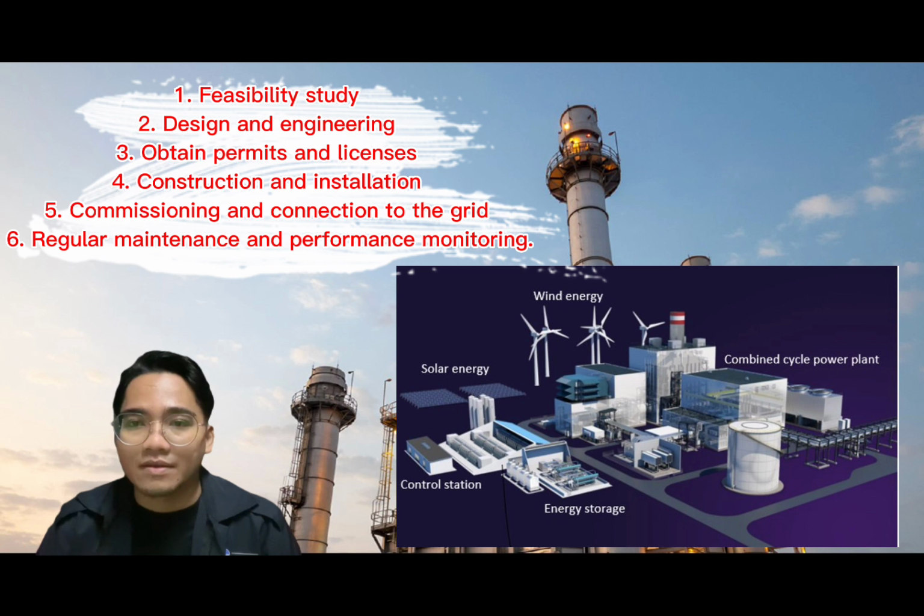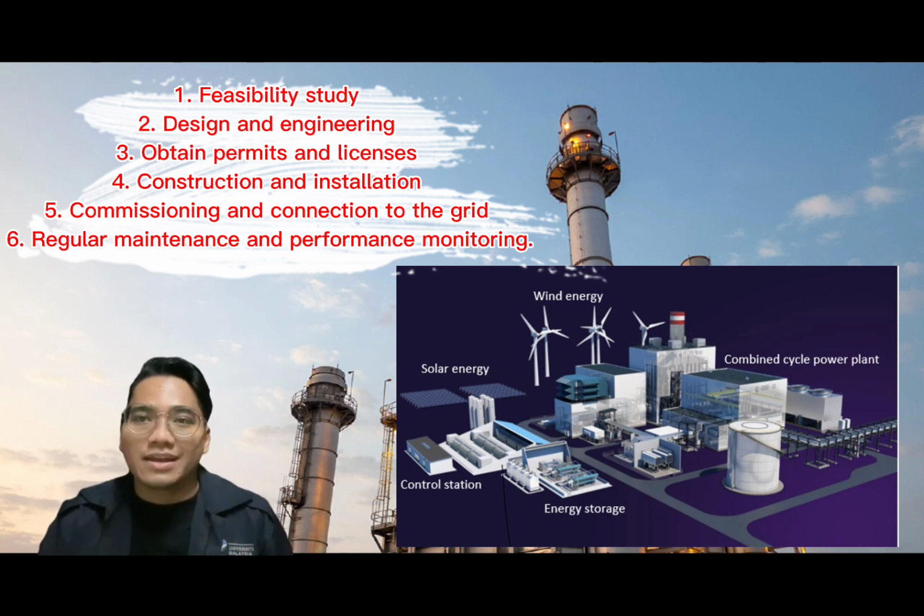The next step is to design and engineer the power plant, selecting the appropriate equipment and components for the solar, wind and combined cycle power plant system, as well as designing the power management system and energy storage system. This step is crucial to ensure that the system meets all technical, safety and regulatory requirements.